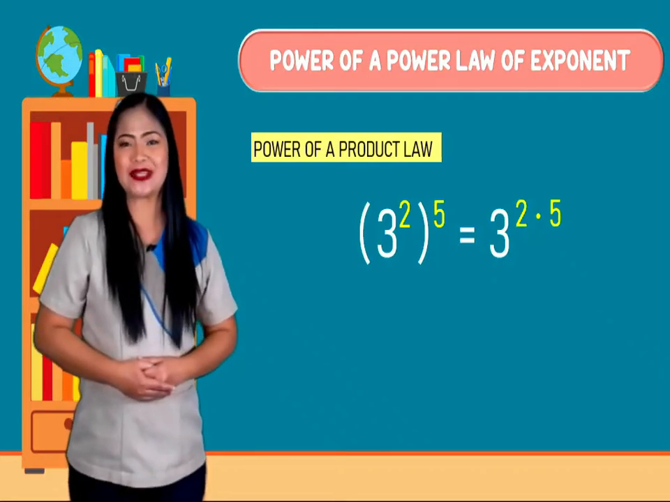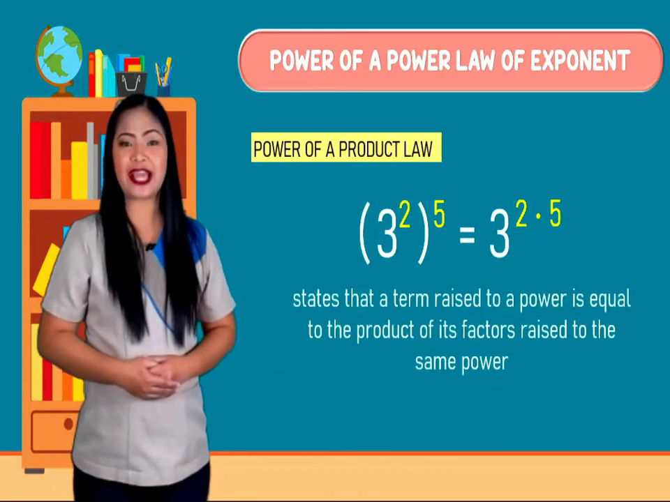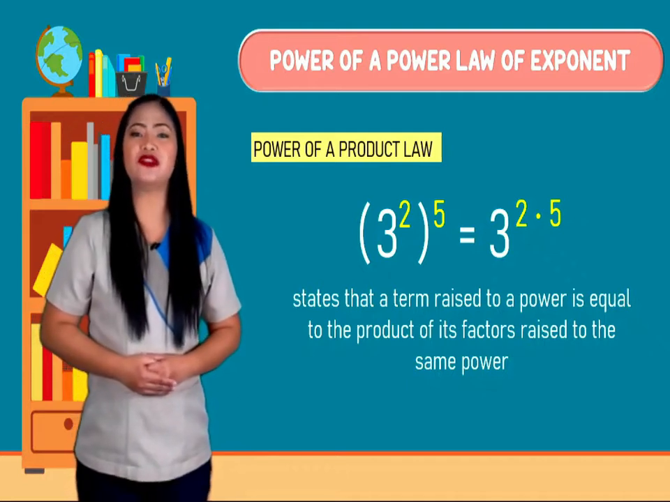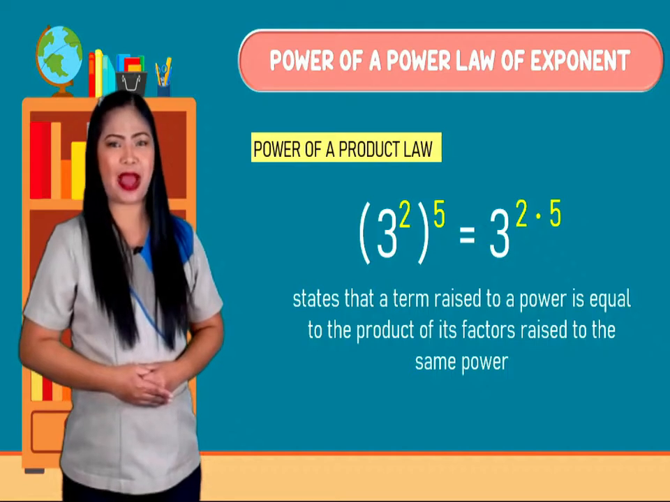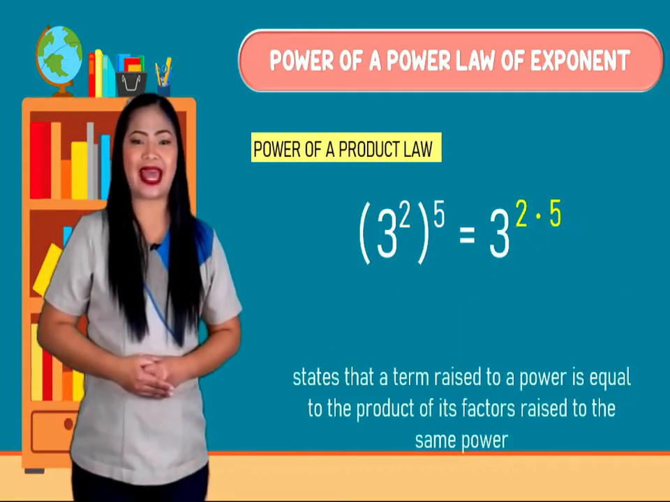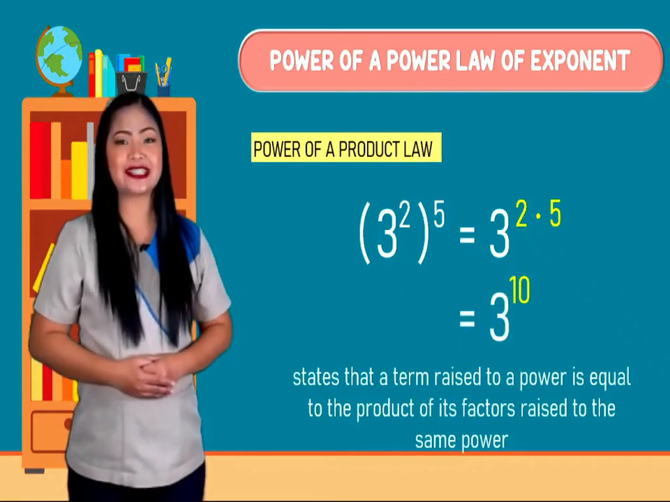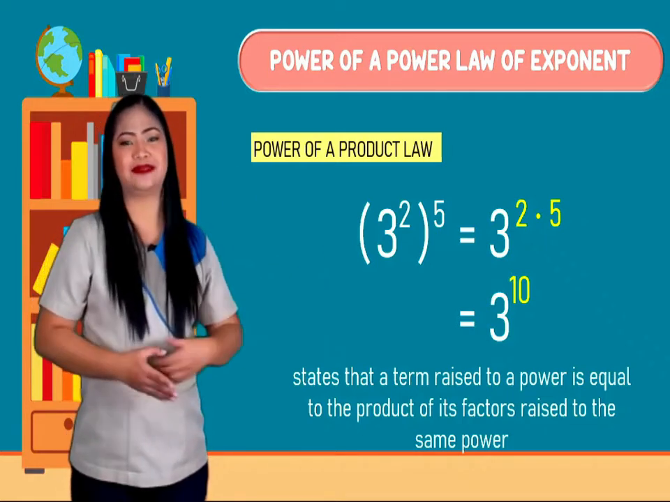Power of a product law states that a term raised to a power is equal to the product of its factors raised to the same power. So, that would be 3 raised to the 10th power.